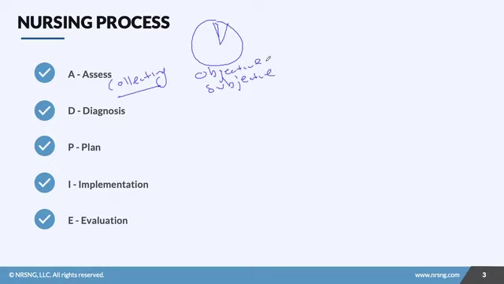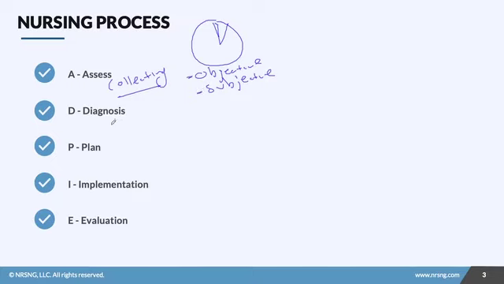data. Remember, we're going to talk about each element of the nursing process in individual lessons, so make sure you check out those lessons. But with assessing, we're collecting data. This is our time to look at everything, to find all the information that we can. We're like little detectives right here. We're looking for objective and subjective data.